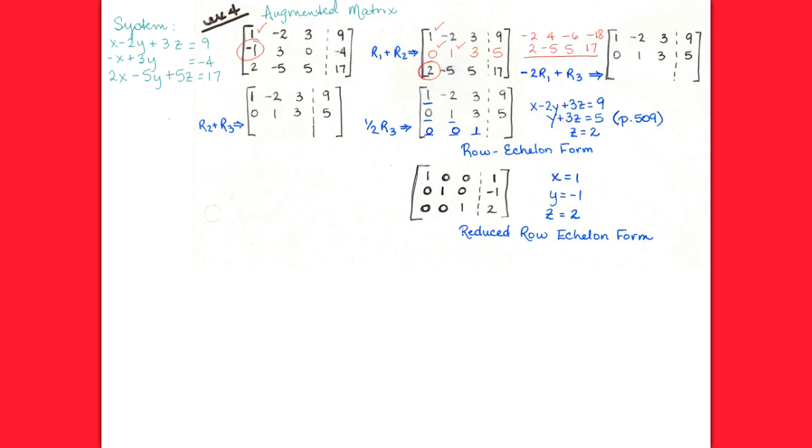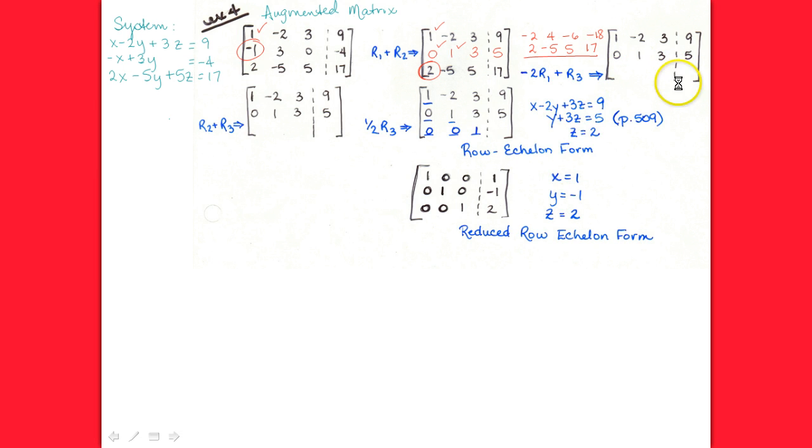Then we're going to add that to row number 3. So row number 3 was the 2, negative 5, 5, 17. So we'll put it right there. Now notice I copy rows 1 and 2 exactly as they are. I don't want to mess up what I've already fixed, right? So I'm only altering row 3 down here.